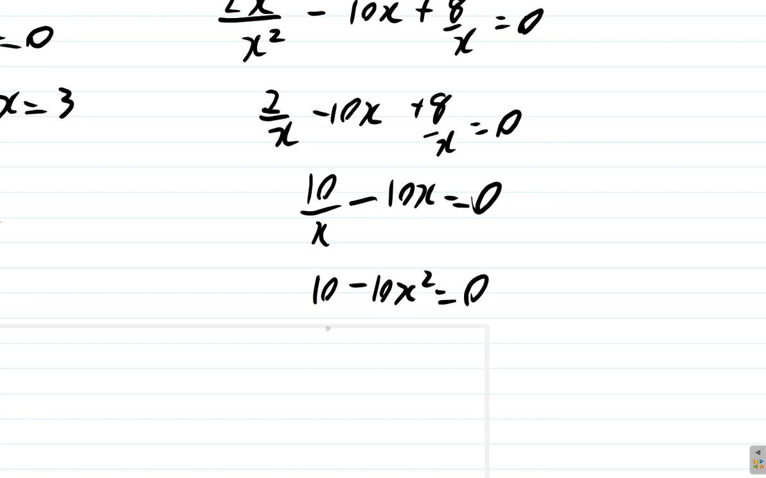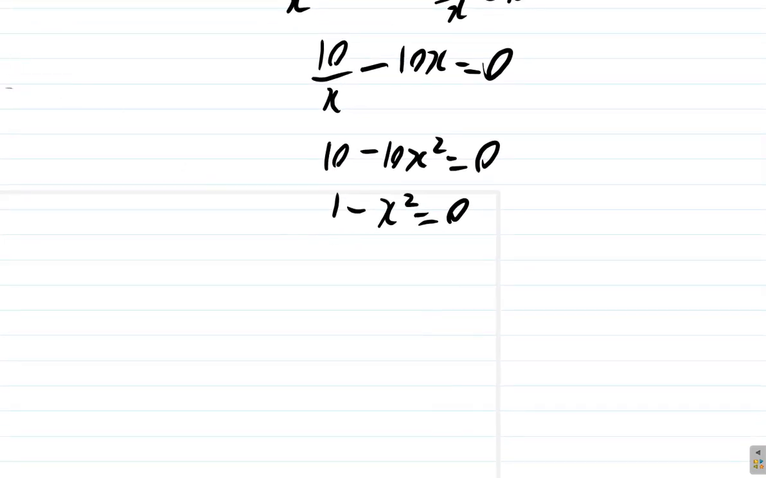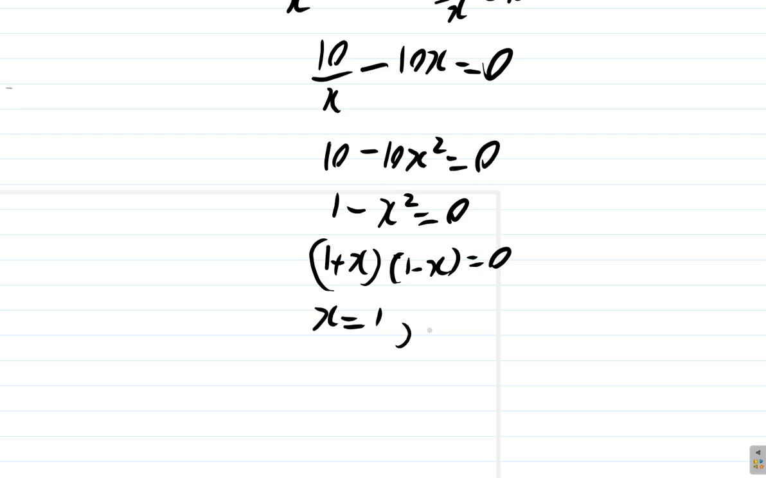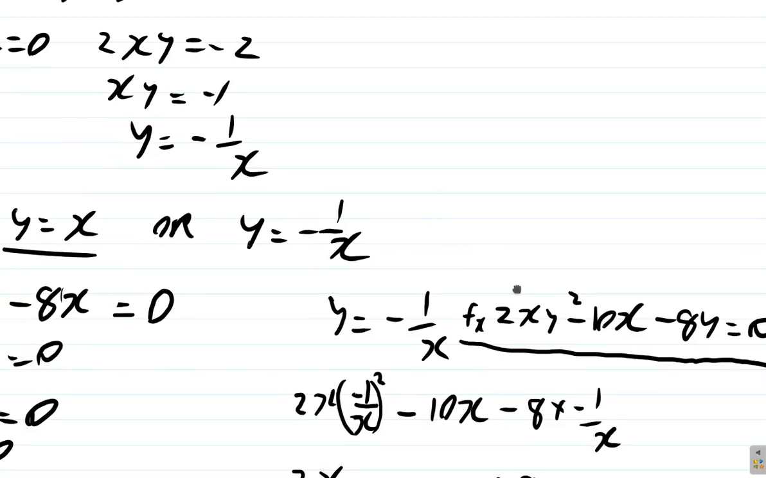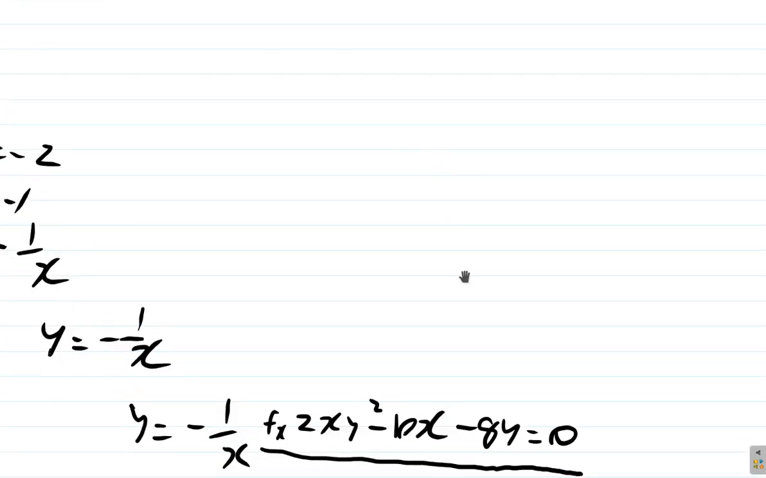And if you divide both sides by 10, you have 1 minus x squared equals 0. So this is a difference of 2 squares. So you'd have 1 plus x, 1 minus x equals 0. So x is equal to 1 and x is negative 1. Right? X would be 1 and negative 1.